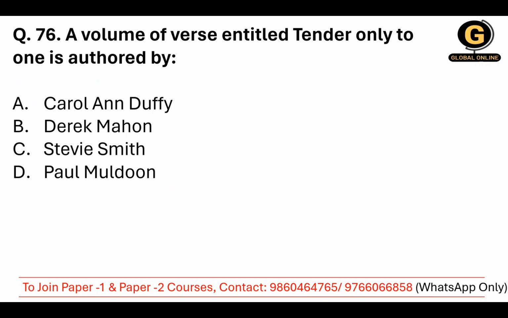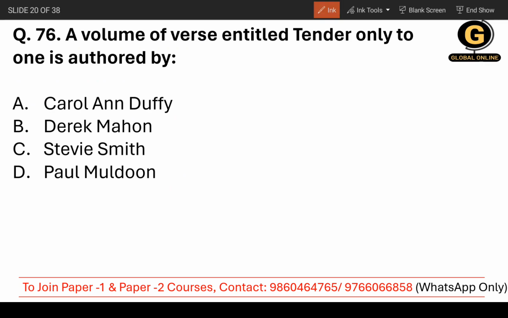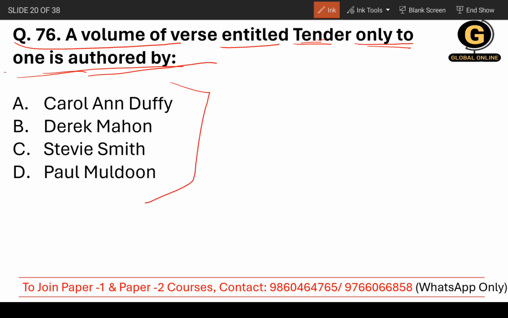Okay. Moving on to question number 76. A volume of verse entitled Tender Only to One is authored by. The options are A, Carol Ann Duffy, B, Derek Mahon, C, Stevie Smith, D, Paul Muldoon. Who wrote Tender Only to One?